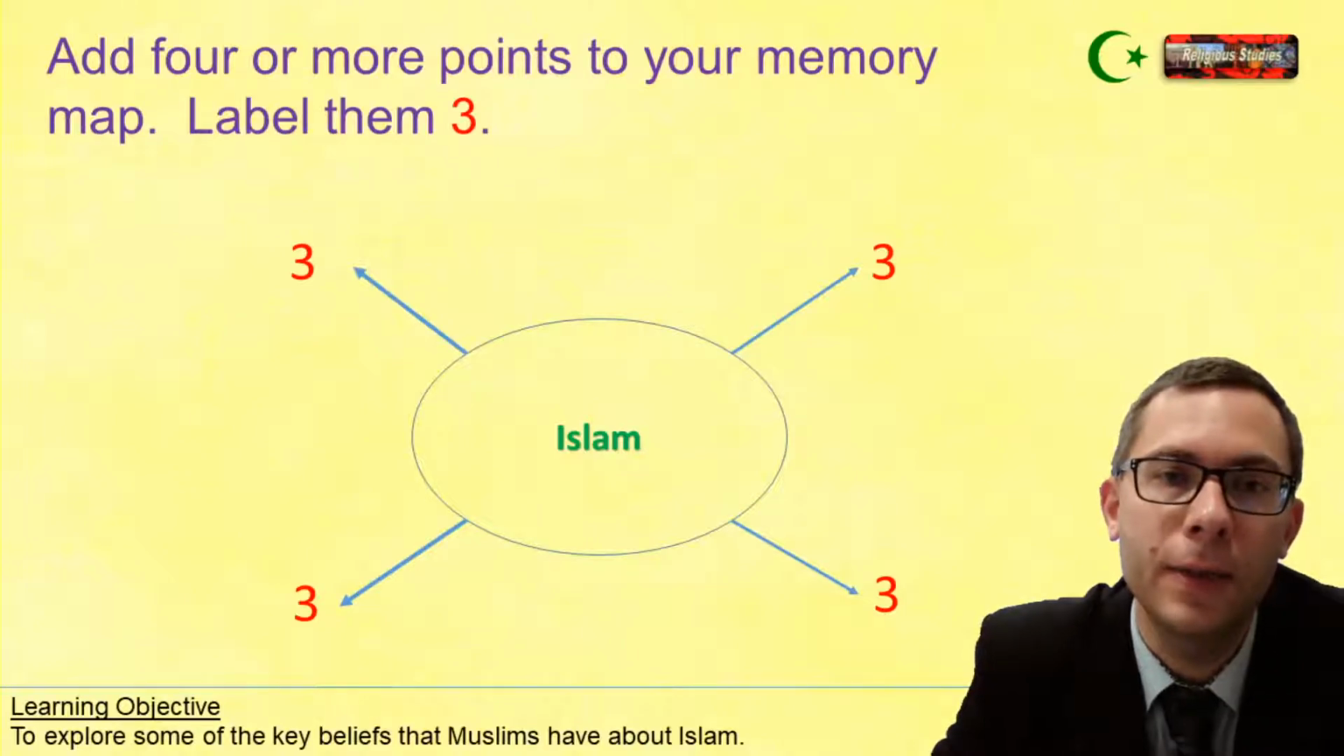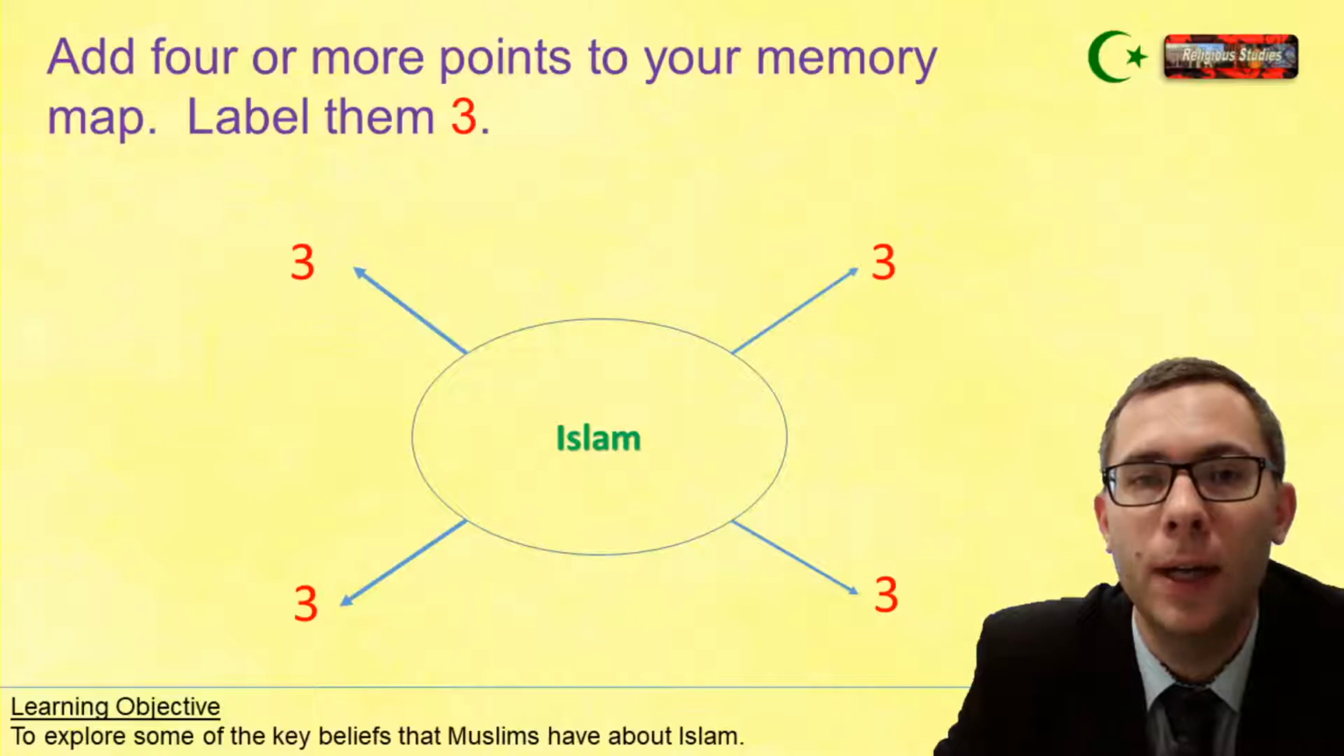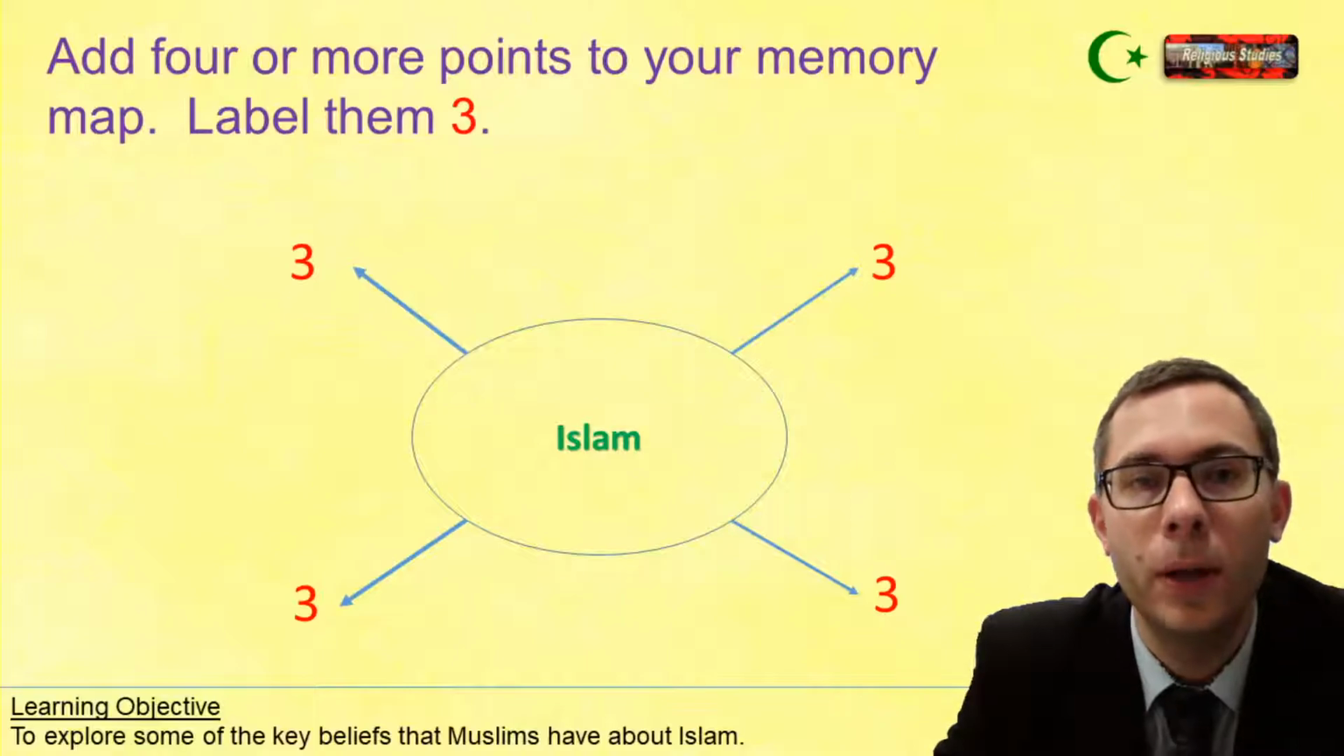So the final activity then I'd like you to do is go back to that mind map you've been using throughout the lesson, where you've labelled it number 1 and number 2, and I'd like you to write down anything you've now learnt that you didn't already know with a number 3 next to it. Okay, so anything you didn't know already with a number 3 next to it.